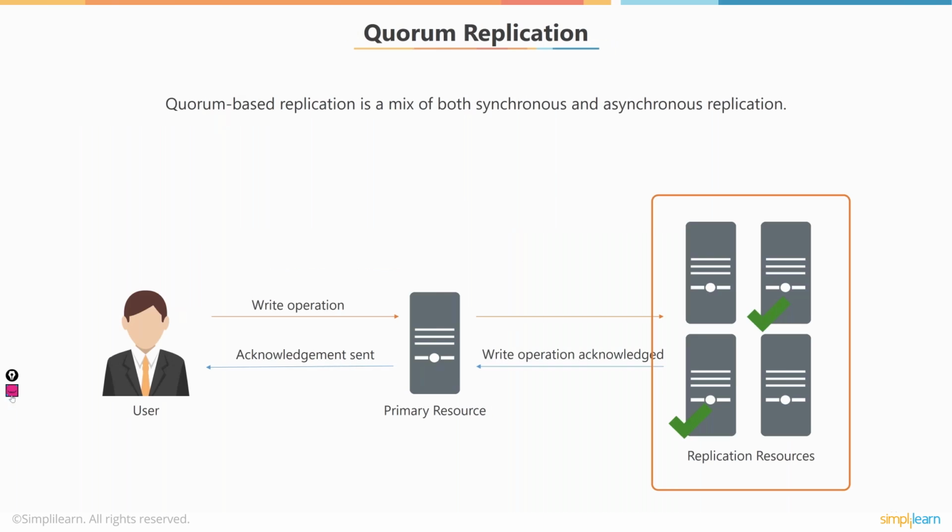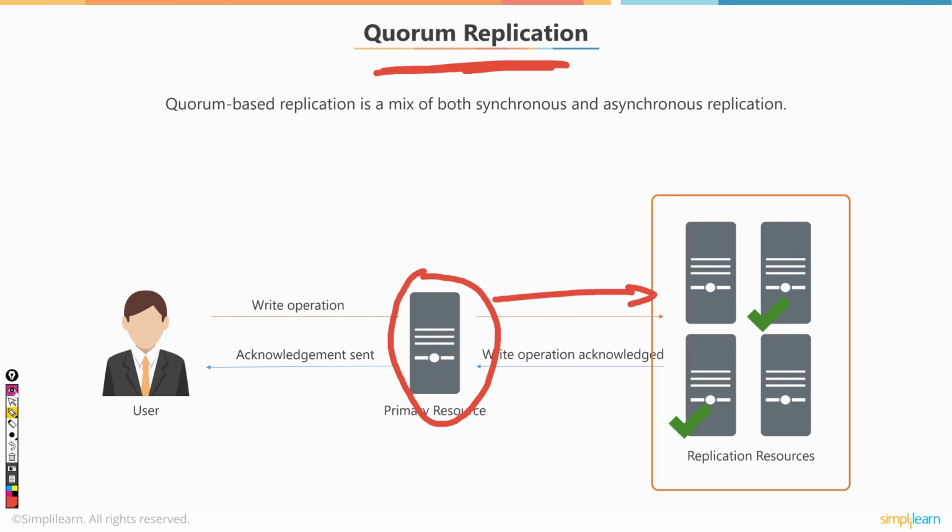And then we have a third type called quorum replication. Quorum-based replication is a mix of both. It's a synchronous and asynchronous replication, basically a hybrid between those two. It's a mixture of both, because it can copy the data directly in near-time replication, but it doesn't have to, and that's exactly what it is.